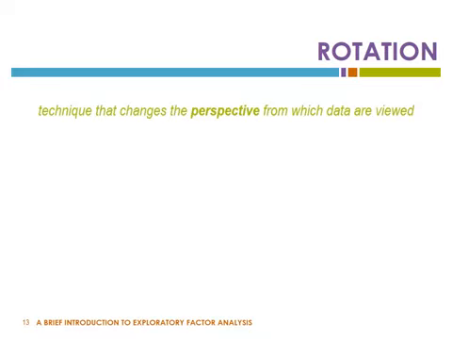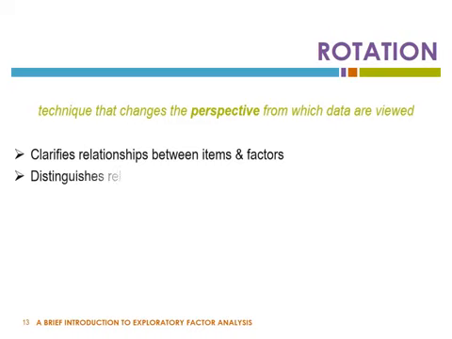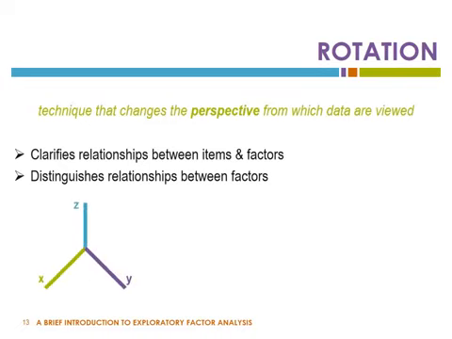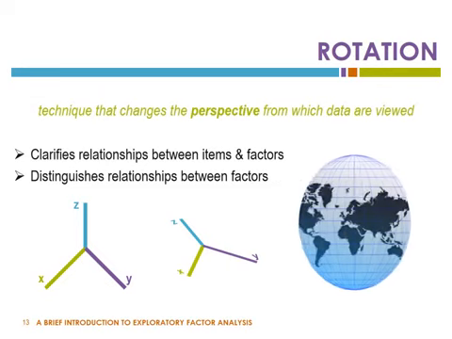EFA offers a feature called rotation to help the researcher to better understand the relationships between items and factors, as well as the relationships between factors by changing the perspective from which data are viewed. Imagine the data points exist in a 3-dimensional space. All a rotation does is rotate that 3-dimensional space to allow us to take on a new perspective, or see things from a different angle. This is analogous to spinning a globe so that we can see the map of the world from different angles.